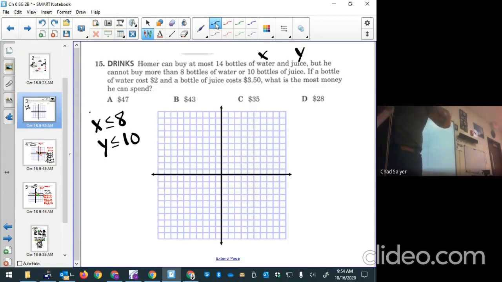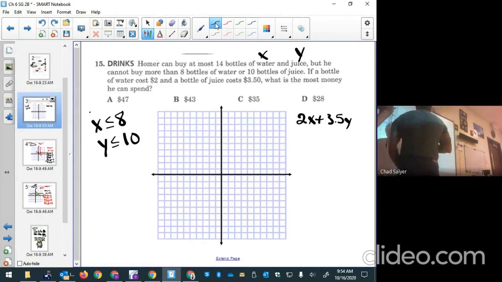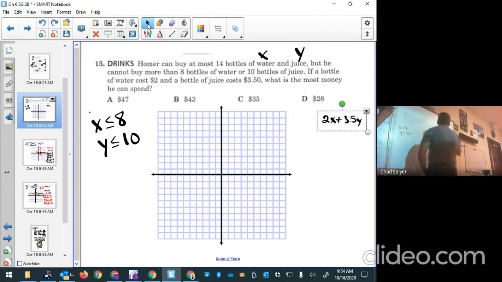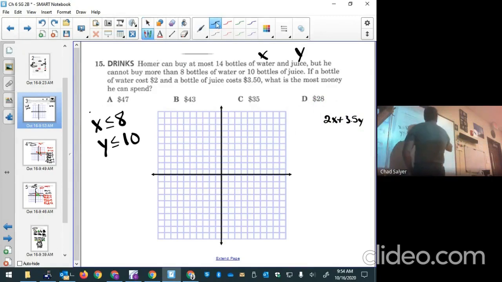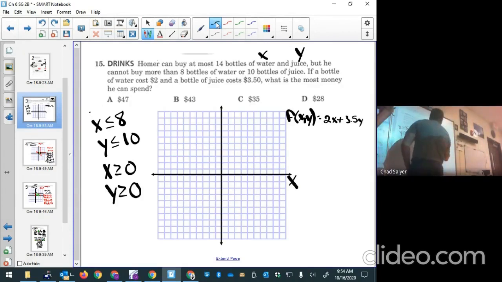If a bottle of water costs 2, so that means 2x plus 3.5y is our objective function. So that's the one we want to maximize, because we want to know the most money he can spend. There's our objective function to maximize in this case. And we're also confined to Q1 because it's understood that you can't go into the negatives. You can't sell them bottles of water or juice. So we'll confine ourselves once again to Q1.